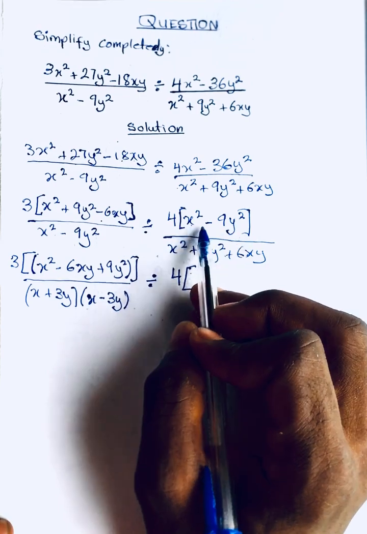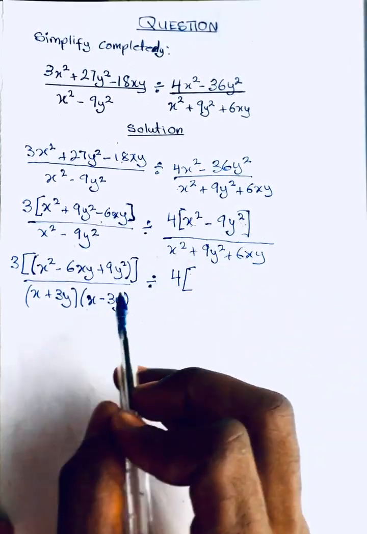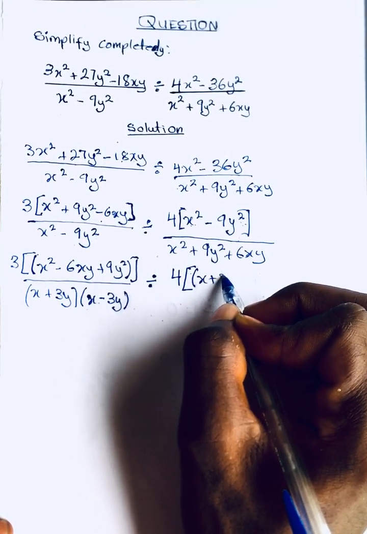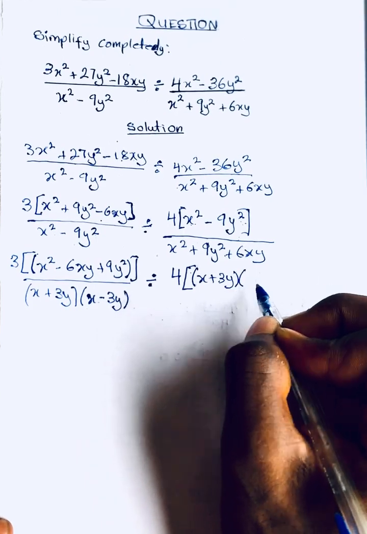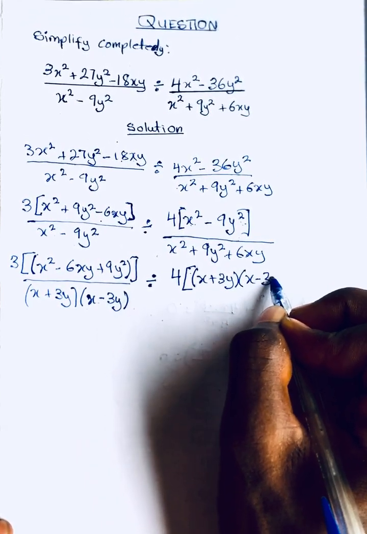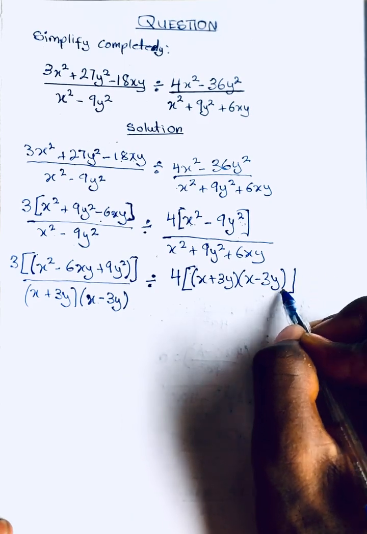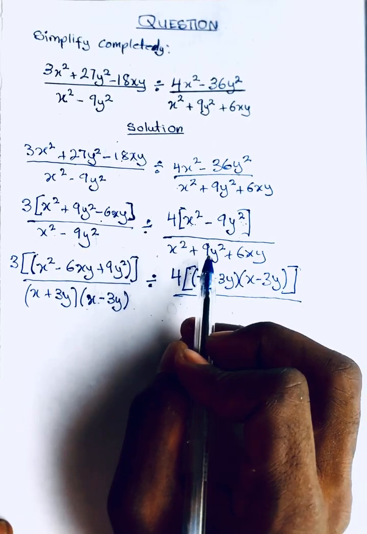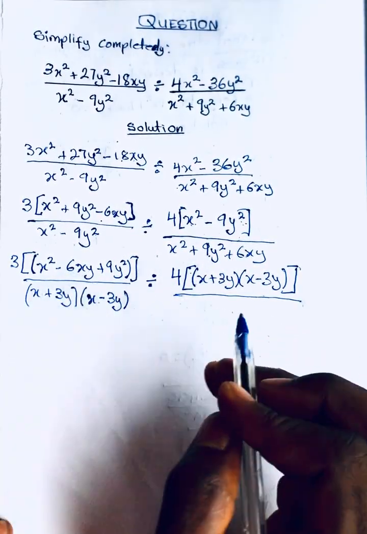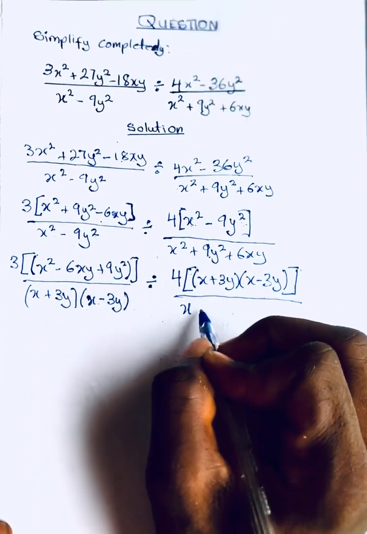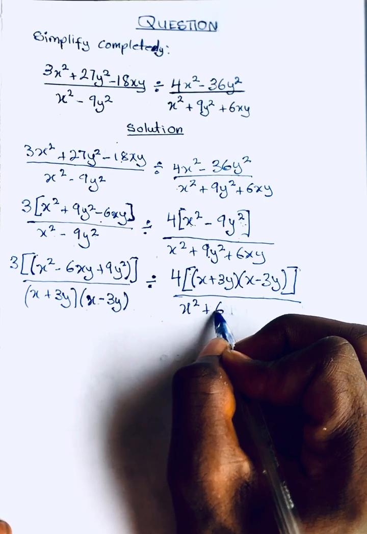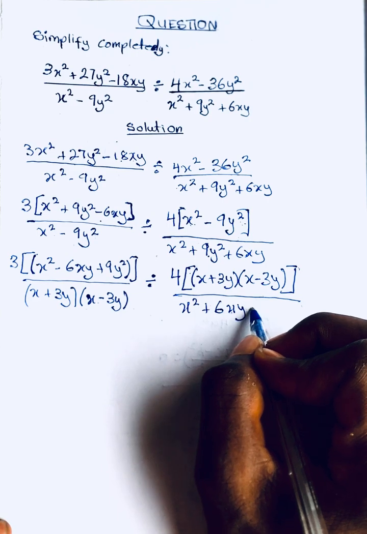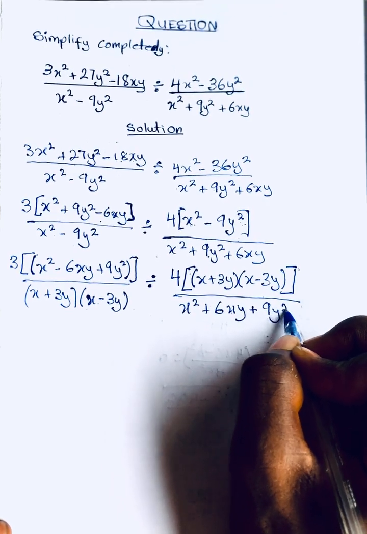When you see the bracket, you can see that there's a difference of two squares. It's the same as this one here. So it will be bracket x plus 3y times x minus 3y, all divided by this, which can be written as x squared plus 6xy plus 9y squared.